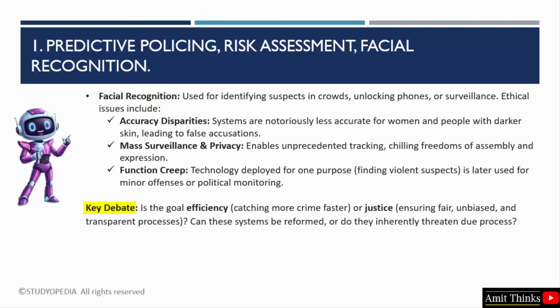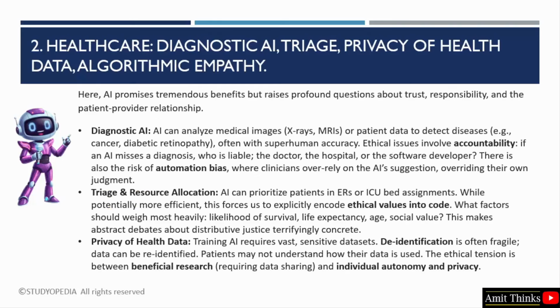Here the key debate is, should the focus be on efficiency or justice? Can these technologies be improved or do they inherently threaten due process? The second is healthcare. AI offers major benefits in healthcare but raises tough questions about trust, responsibility and care.